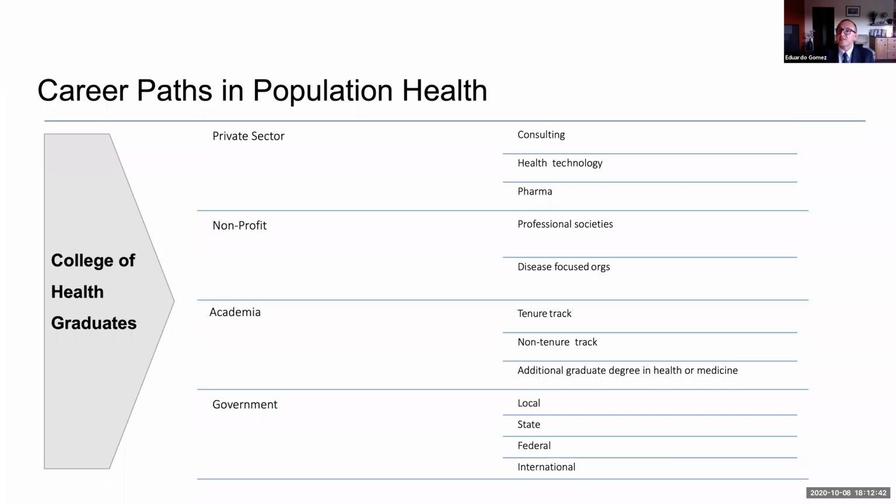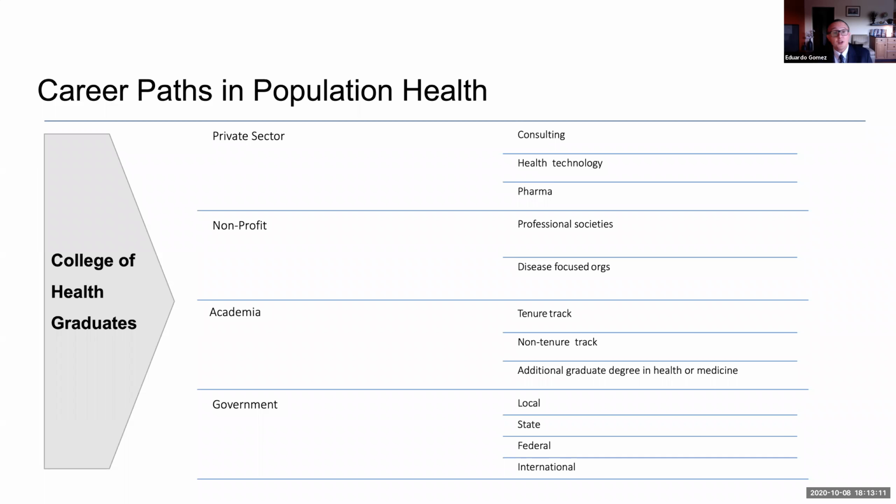First is the private sector. You can work in the consulting division, working on a variety of population health issues. Health technology, of course, that's the future of population health. And we are experts and going to continue expanding in the areas of health technology, which is our expertise. And so, there's wonderful opportunities there in that sector. Pharmacy, for example, is another area that you could possibly go into in the private sector.